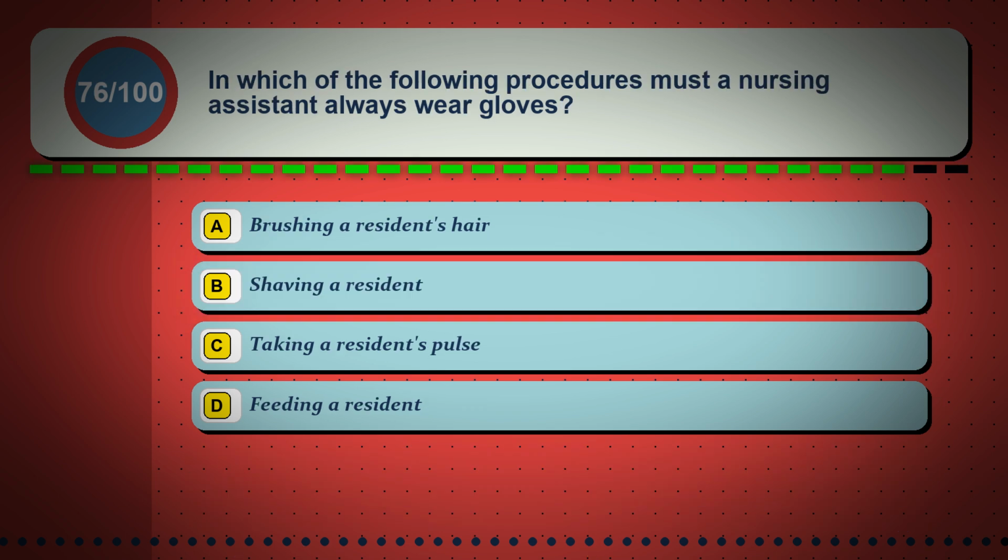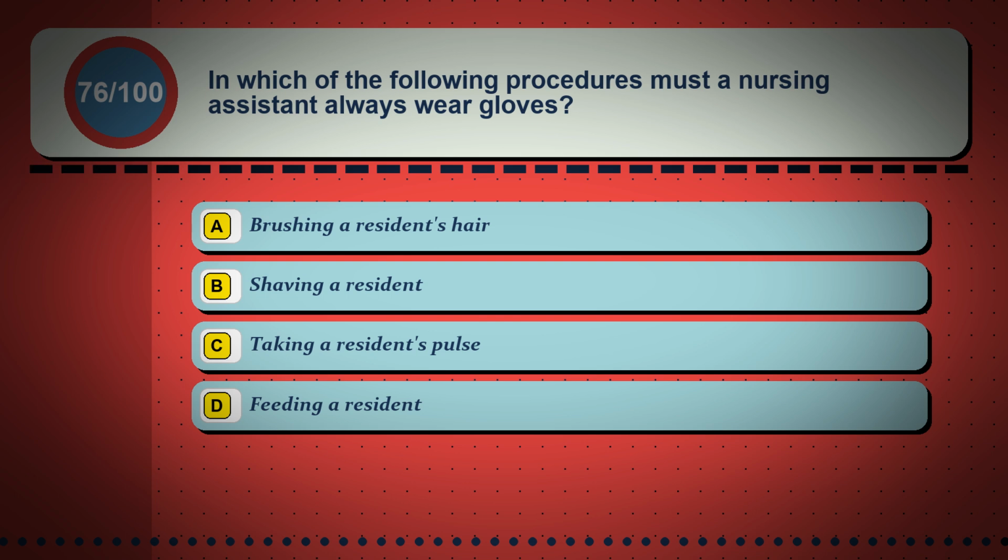Question 76. In which of the following procedures must a nursing assistant always wear gloves? Option A, brushing a resident's hair. Option B, shaving a resident. Option C, taking a resident's pulse. Option D, feeding a resident.